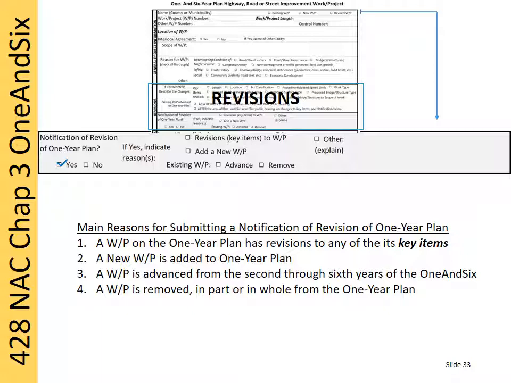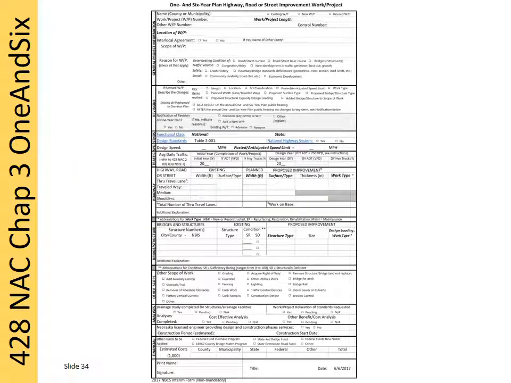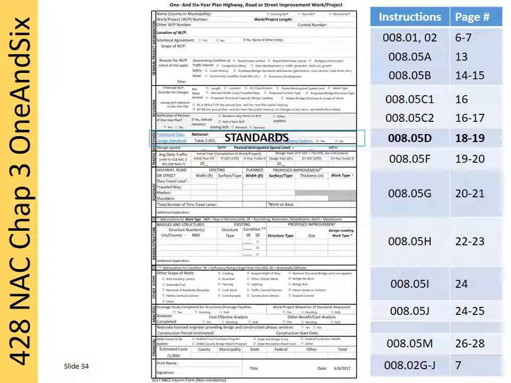To summarize, if the Yes box is checked, you must select the reason for the notification by checking one of the boxes. If none of the boxes apply, check the Other box and explain in the space provided to the right. The example project is a new project. Therefore, leave this section blank. Do not check anything.